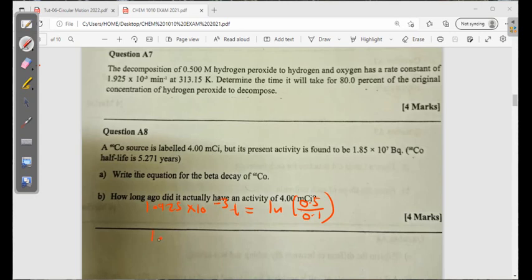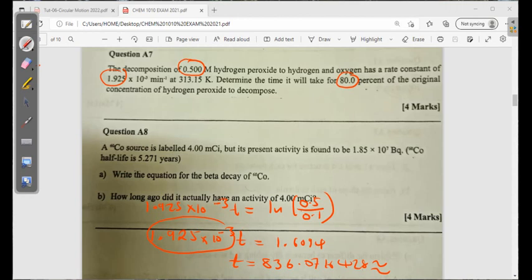This will give us about 1.925 times 10 to the power negative 3 t being equal to 1.6094. We can continue writing. To get time, we divide both sides by this value, so 1.6094 divided by 1.925 times 10 to the power negative 3. That gives us 836.0716428. What is the number of significant figures we are dealing with? Here we have 3 significant figures, here we have 4, so the lowest is 3. So you can give it to 3 significant figures as 836. And what is the unit of time? It's in minutes. So that is going to be it for this one.